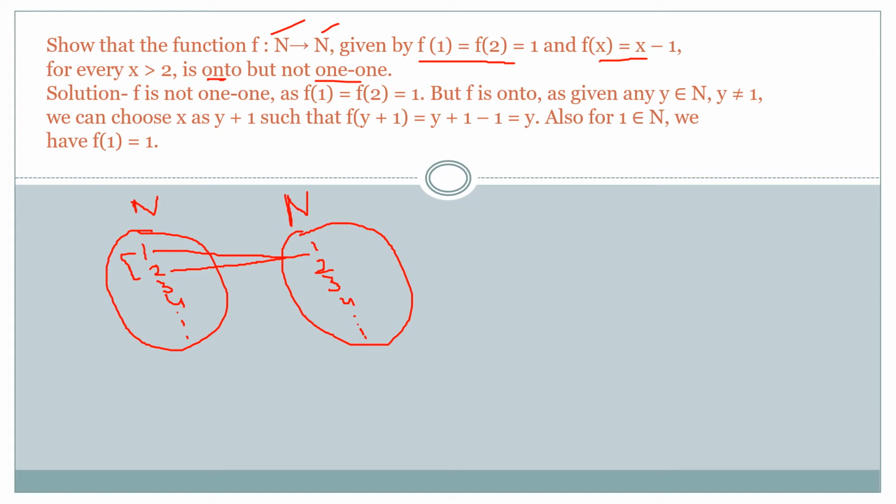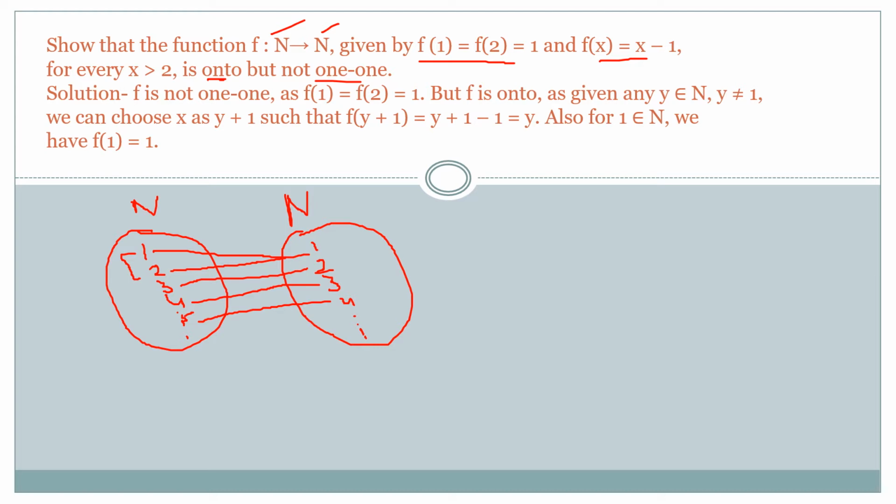And after that, for x greater than 2, how is the function defined? f of x is x minus 1. So f of 2 is 1, okay. f of 3 is 2. f of 4 is 3. f of 5 will be 4. So in this way the function is defined. This function is not 1-1, but this function will be onto.